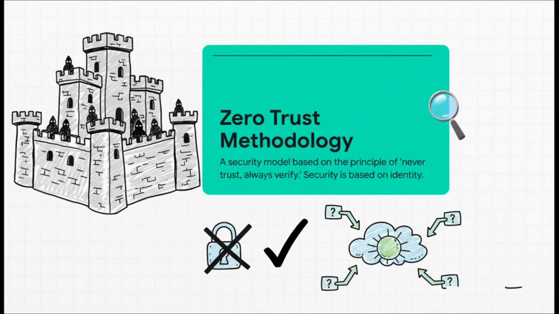Next up is the zero trust model. Now, the old way of thinking was like building a big castle with a strong wall and a moat. If you were inside the wall, you were trusted. The new way? It assumes the bad guys are already inside. So the model is built on one simple, powerful rule: never trust, always verify. It doesn't matter where a request comes from, it has to prove itself every single time.